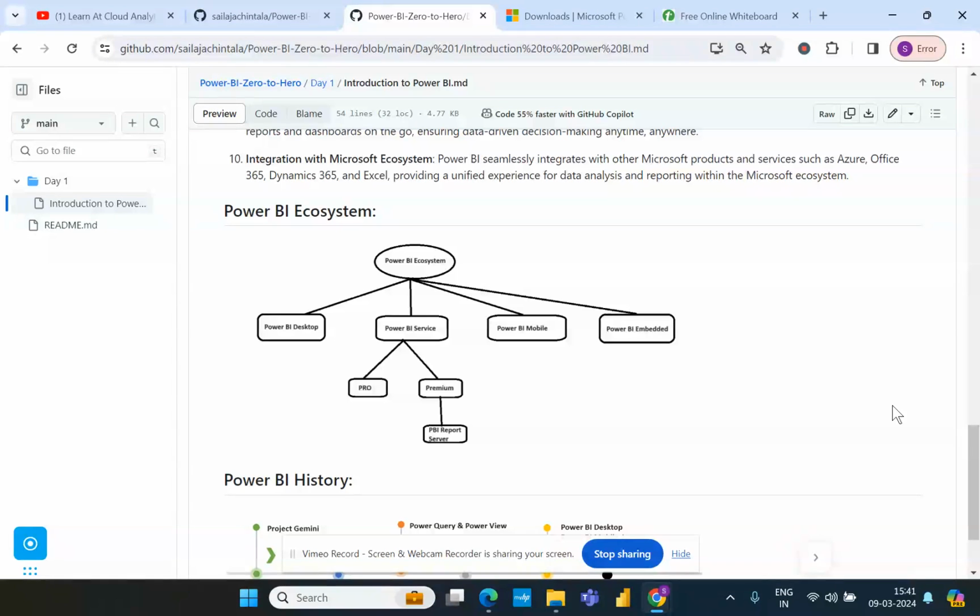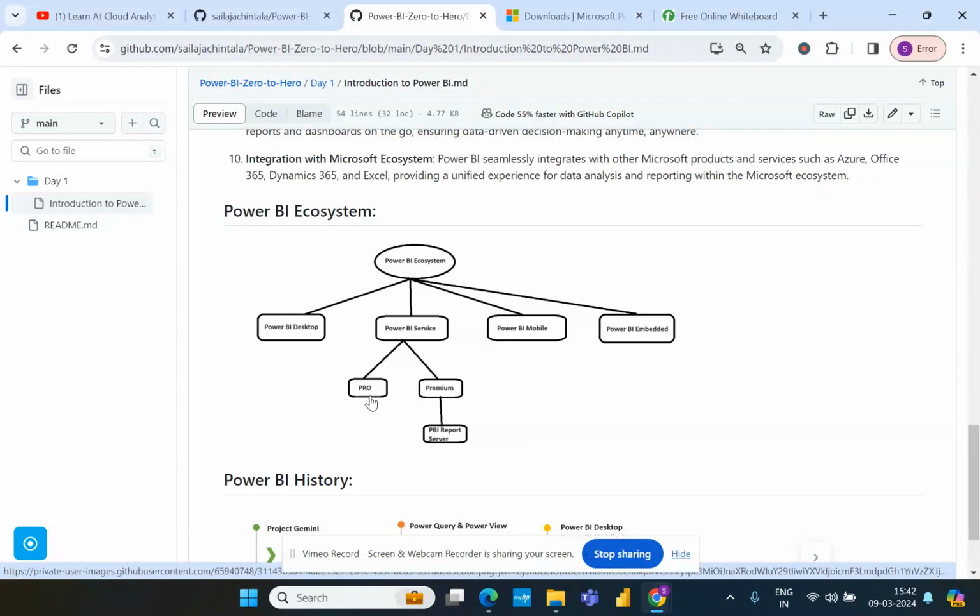And this is a licensed application, unlike Power BI desktop, which is a free application. But Power BI service is a licensed application, and that comes in with two modes. So when I say it's a license, it comes with two licenses. One is the Power BI Pro license and the other one is the premium license.